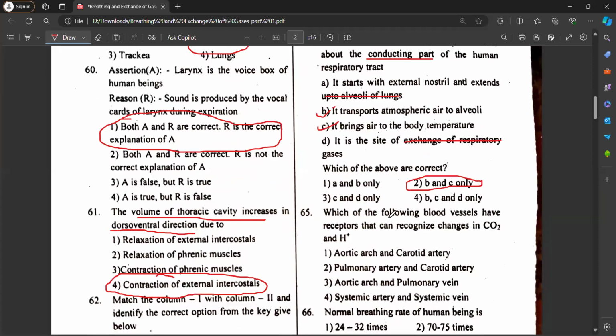Which of the following blood vessels have receptors that can recognize changes in carbon dioxide and hydrogen ions? That is aortic arch and carotid artery, pulmonary artery and carotid artery, aortic arch and pulmonary vein, systemic artery and systemic vein. That is aortic arch.